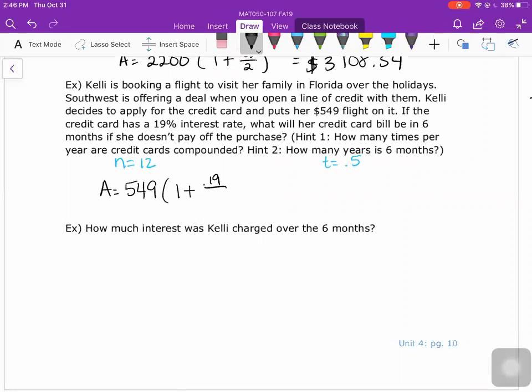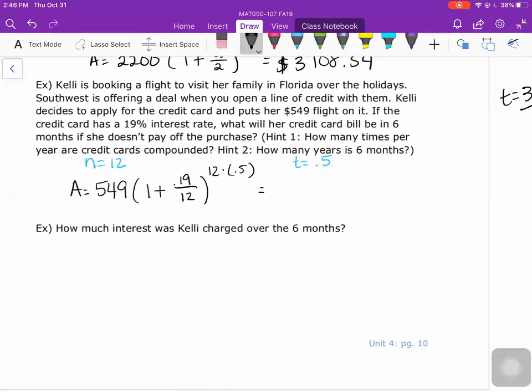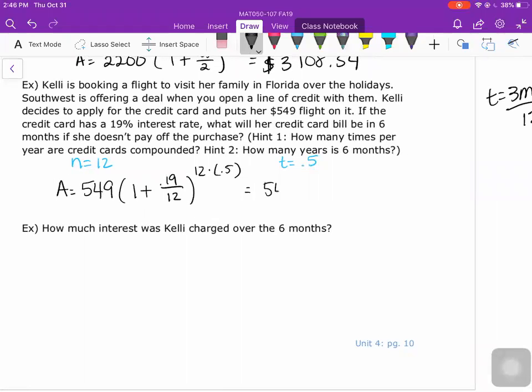N is how many times it's compounded per year, which we identified is 12. And that's going to be raised to the power of n times t, 12 times 0.5. Before I start typing this in my calculator, I'm going to simplify that exponent because I don't want to be doing an operation in an exponent. What's 12 times 0.5? Good. So it's 549 times 1 plus 0.19 divided by 12, raised to the power of 6.